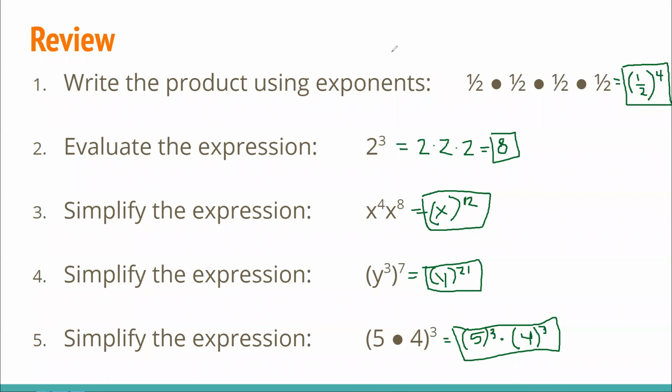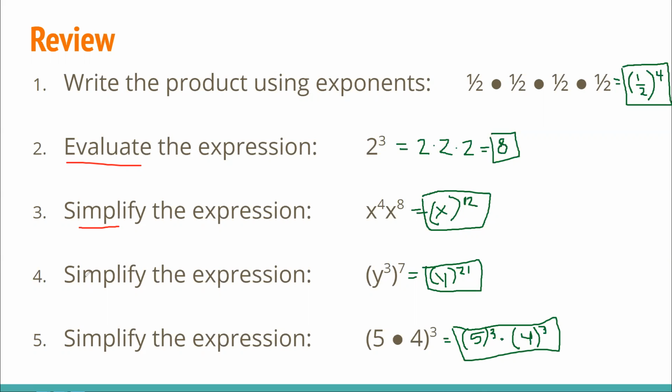So for the first problem, we've got 1/2 to the 4th because our base is 1/2 and we're multiplying it 4 times. For number 2, we've got 2 to the 3rd and it says to evaluate it. So evaluate means that we're actually going to solve it and simplify it down to our lowest number possible without having to do any extra work. So 2 to the 3rd means 2 times 2 times 2, which gives us 8, and there's nothing else we can do with that 8.